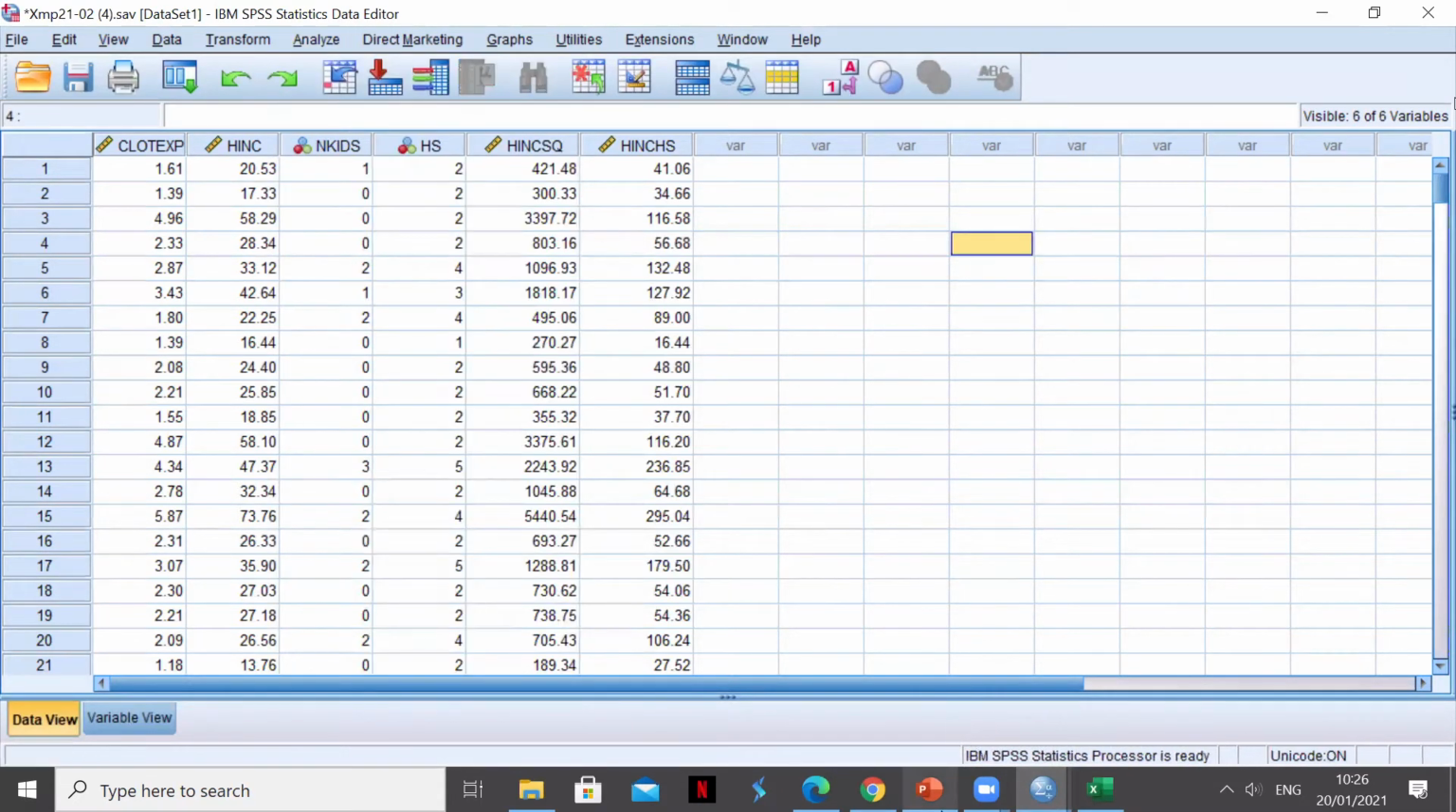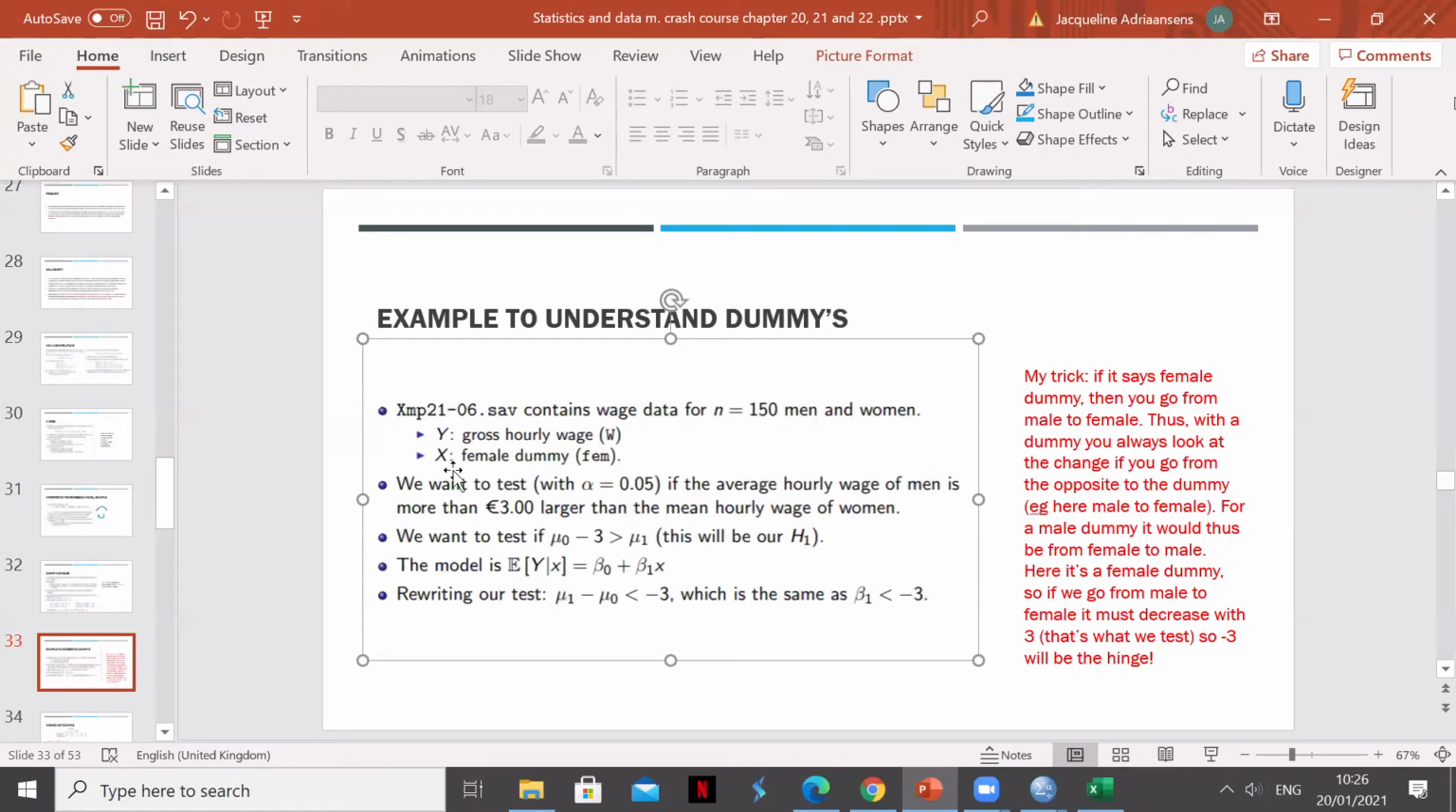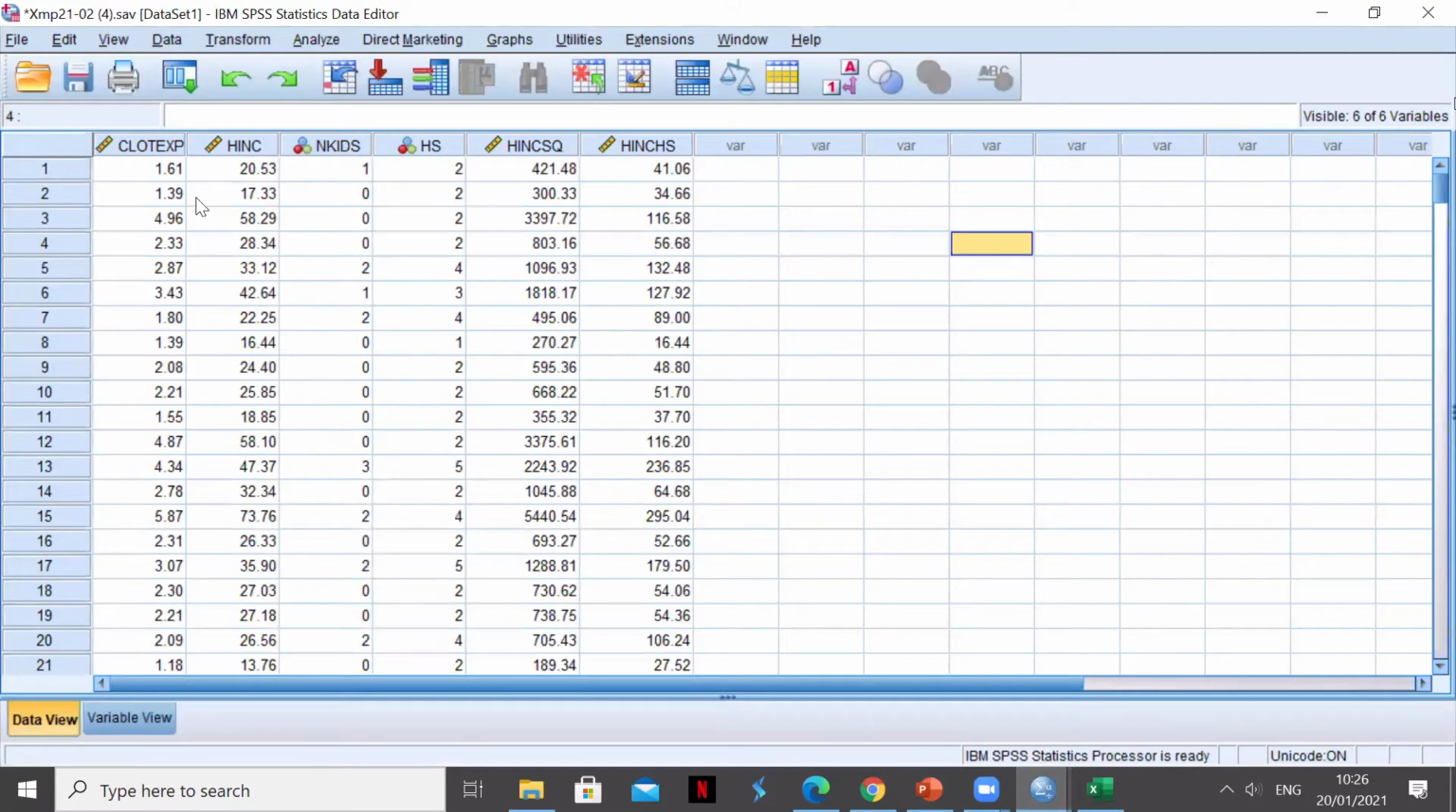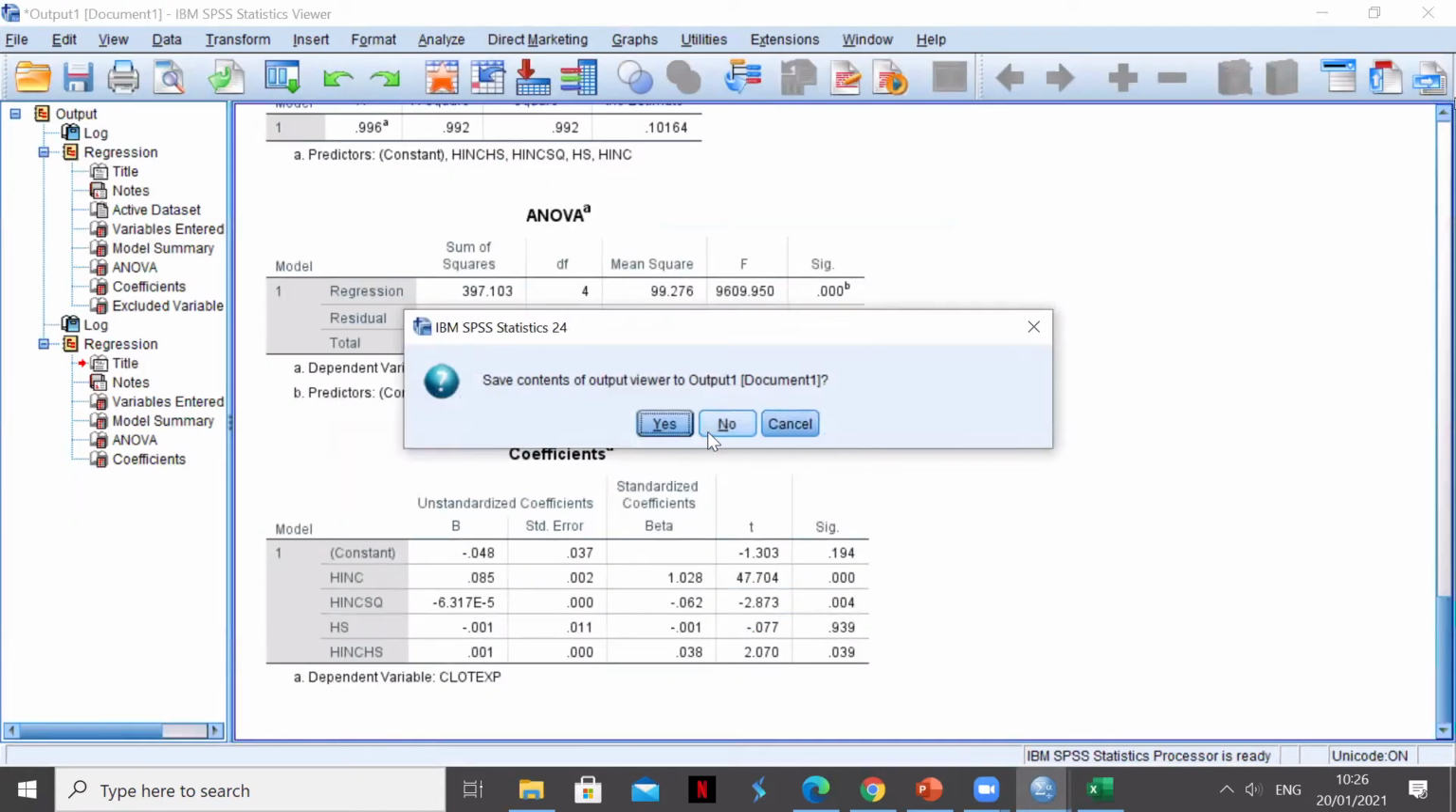Do we do that? No, we don't do that. Let's look at the example first, or what we want to know. We have to open a new document, sorry, because of course this doesn't include the female dummy. So we can delete this one, you can save it, I won't.